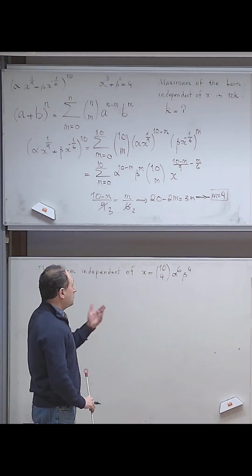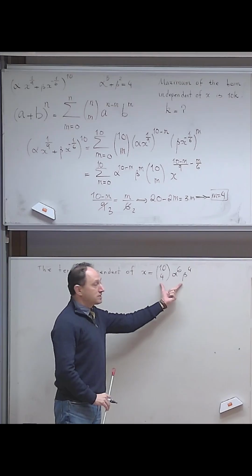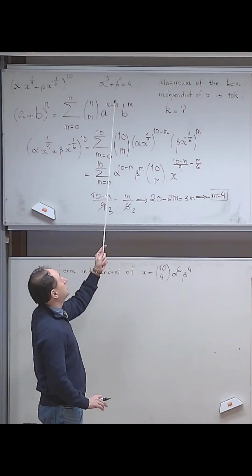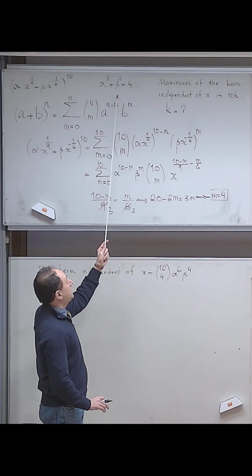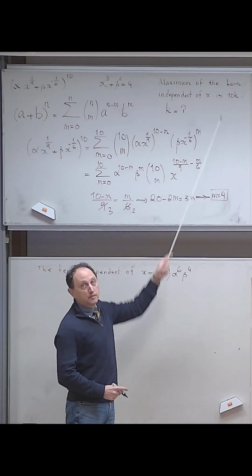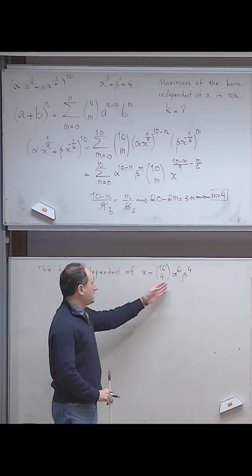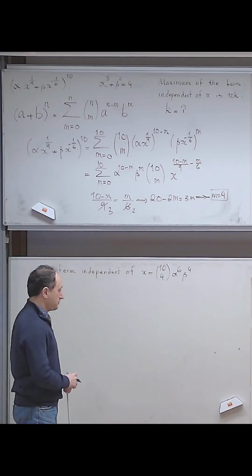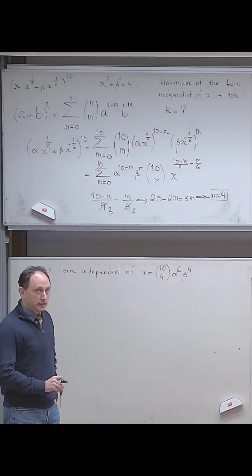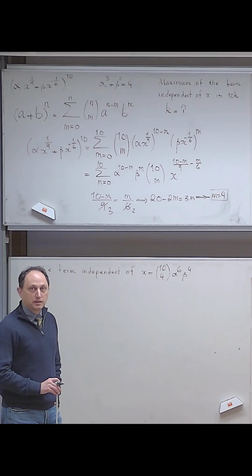But now I want to calculate the maximum of the term independent of x under this constraint, and according to the problem, that maximum is 10 times k. But how can I calculate the maximum of this? So I want to use the very simple version of the arithmetic-geometric mean inequality.